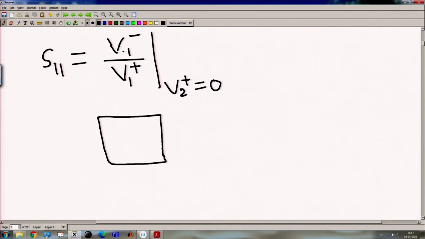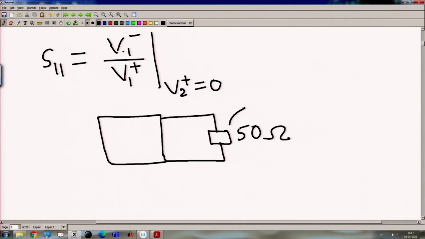By this condition we can find S11. So, we terminate port 2 with a matched load of 50 ohm, which we call ZL. ZL at port 2 means we are matching port 2 with the matched impedance. So, there will be no reflected wave from this load, because it is matched, that means V2 plus equal to 0.